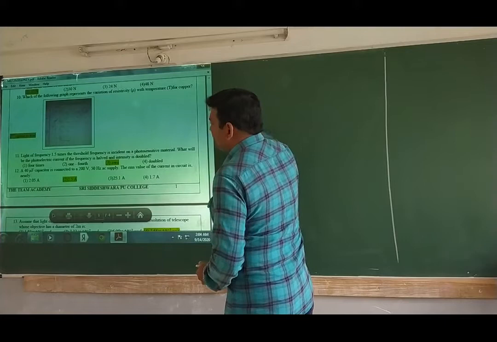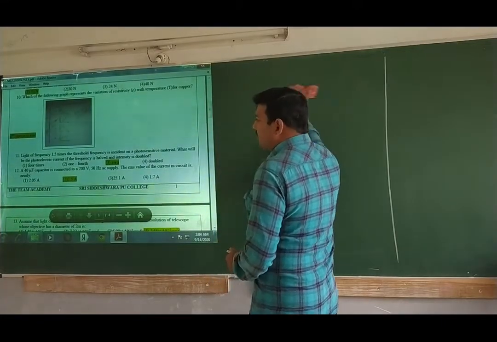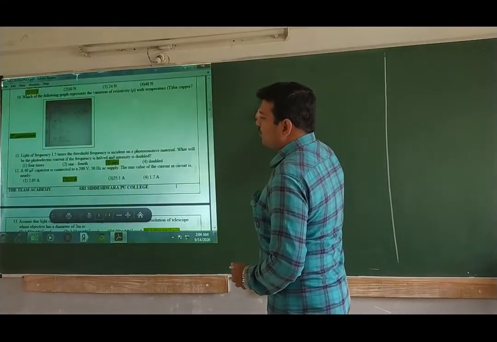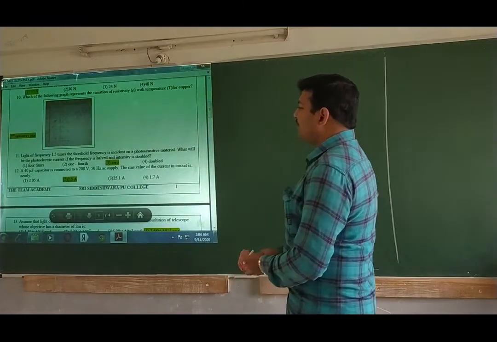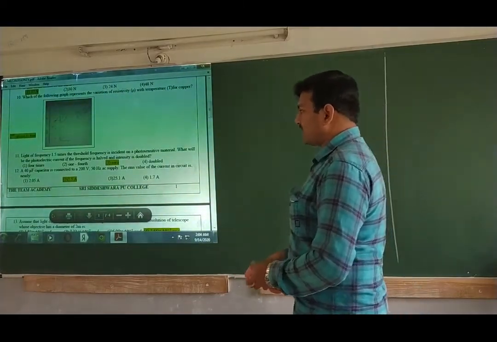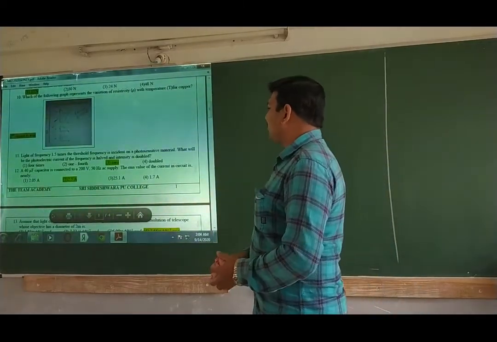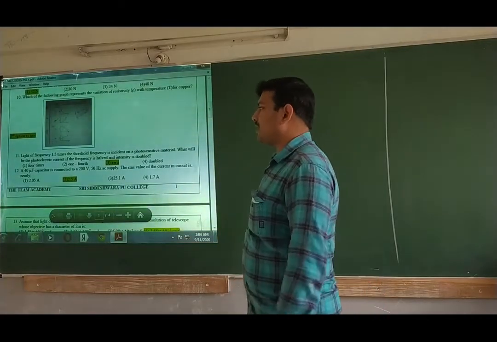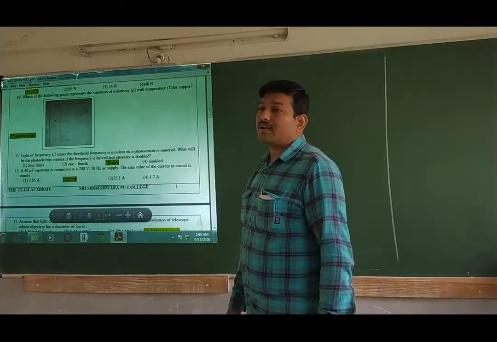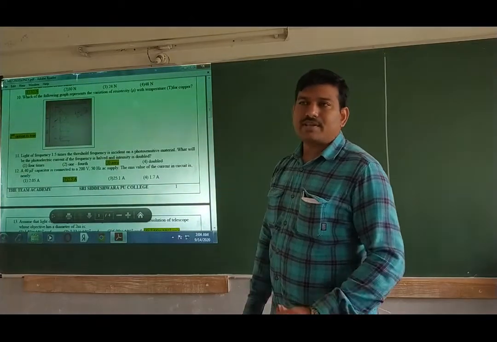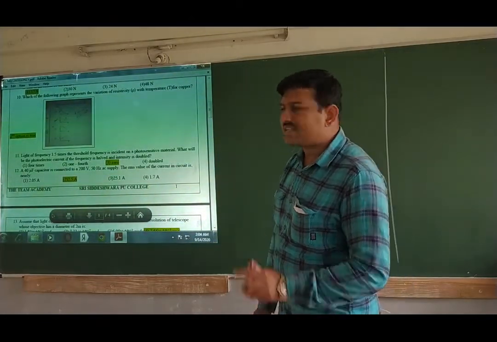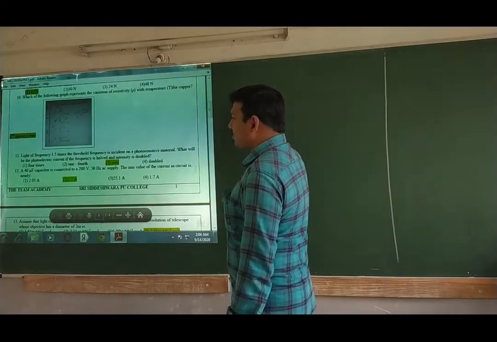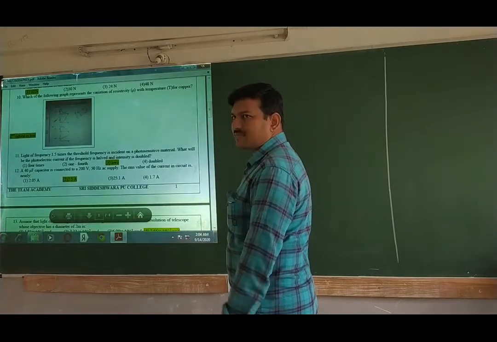12th question, you see. A 40 microfarad capacitor is connected to a 200 volt, 50 hertz AC supply. The RMS value of current in the circuit is nearly. They are asking us to calculate the RMS current. I_RMS is equal to what is the formula? V_RMS by Z. I_RMS is equal to V_RMS by Z.